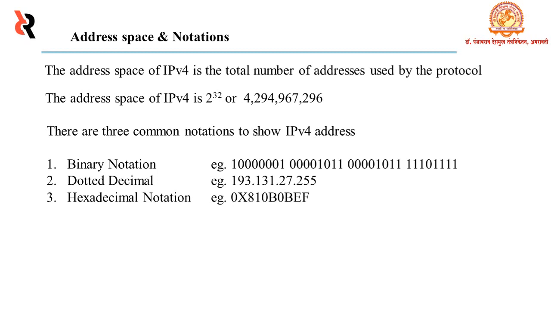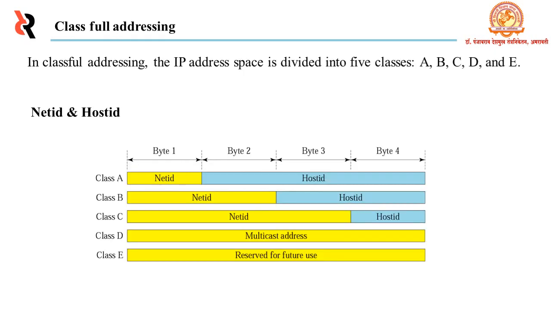We sometimes see an IP address in hexadecimal notation. Each hexadecimal digit is equivalent to 4 bits. This means that a 32-bit address has 8 hexadecimal digits. This notation is often used in network programming.